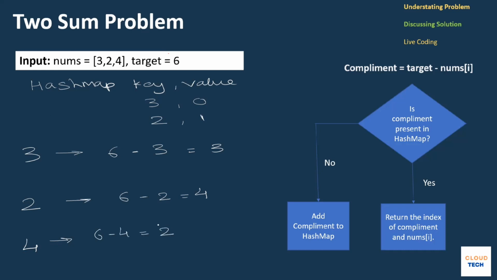I check if 2 is already present in the hash map. Yes, in this case, 2 is already present in my hash map. Then I return the index of the element in the hash map and the index of the current element. The index of the element in the hash map is 1, and the index of the current element is 2. Then I return this as the output. So this is how we dry run the problem and solve it.